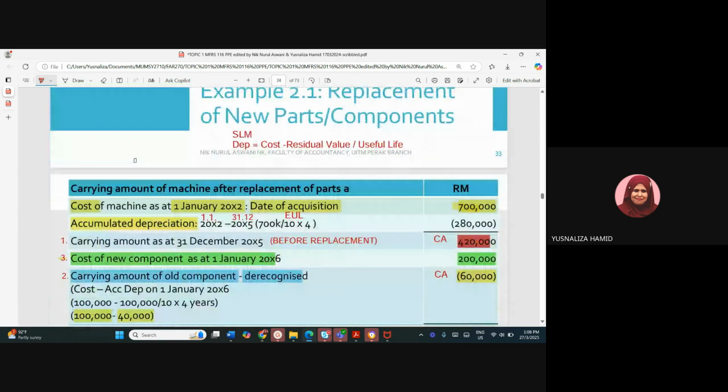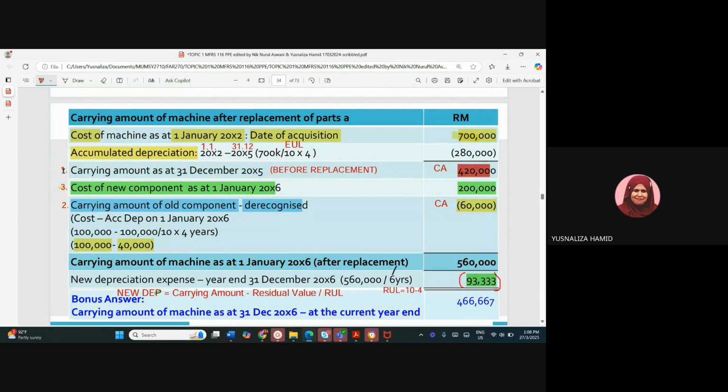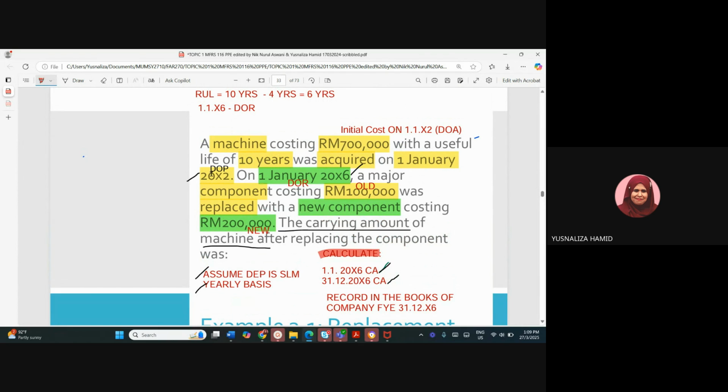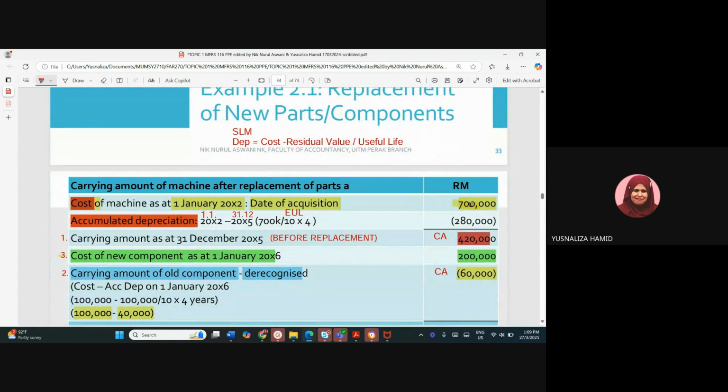So step number one, of course, is to calculate the carrying amount of the machine itself before the replacement. So before replacement, what is the carrying amount? So to calculate the carrying amount or the carrying value, you will take the cost of the machine and deduct the accumulated depreciation. So step one is to find the carrying amount. So the cost of the machine is the cost on the date you acquired, which is on 1st of January 20x2, the date of purchase. And how much? It was 700,000.